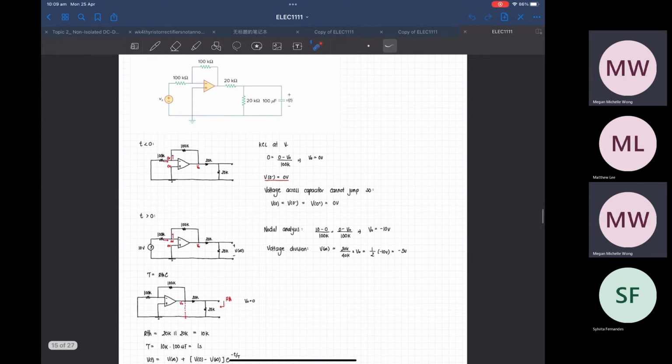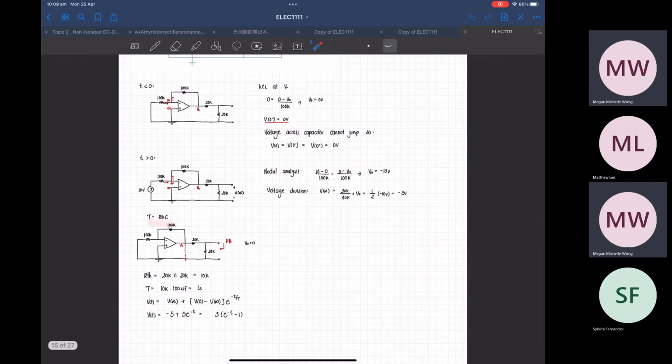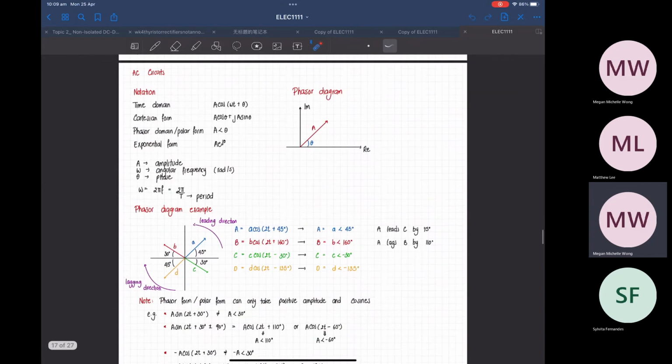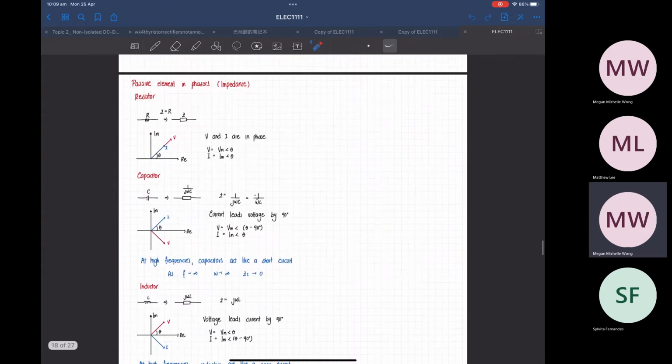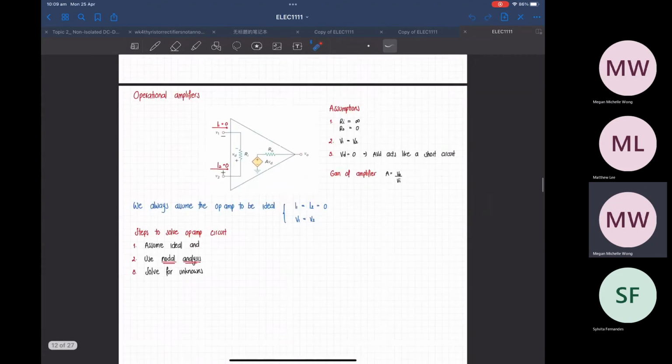This is one of the examples we went through today. So 0 volt minus 5 volt, and then you calculate your total. Yeah, this is a repeating one.